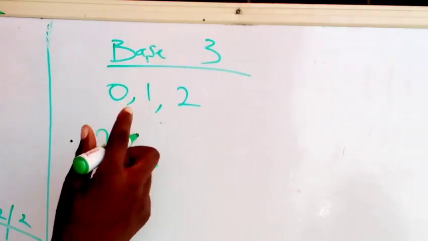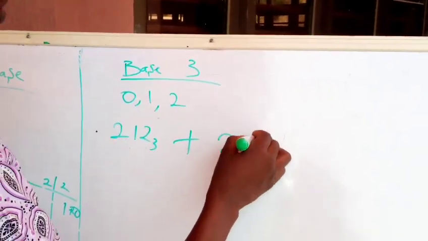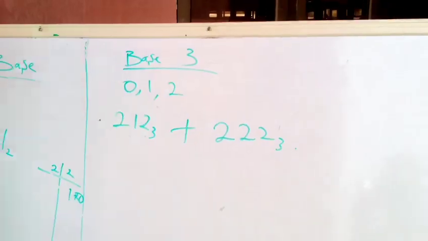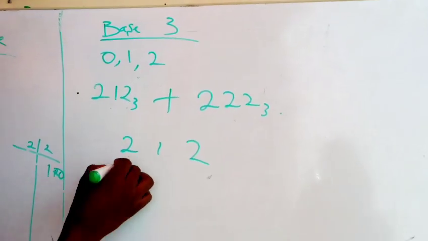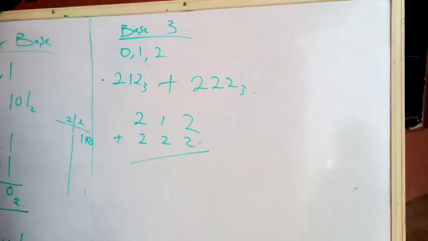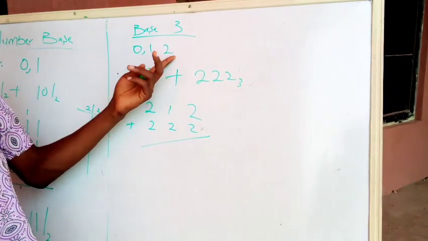So I can say I have 212 base 3, absolutely correct, plus 222 base 3. So let's look at the addition of this. I have 212 plus 222. Now 2 plus 2 gives me 4, of which I know my base 3 number has the highest digit as 2.